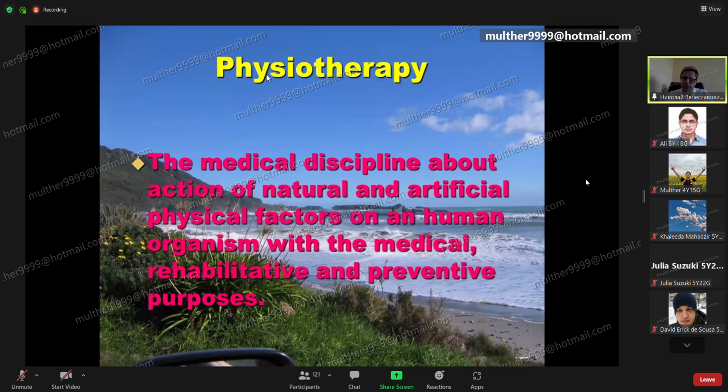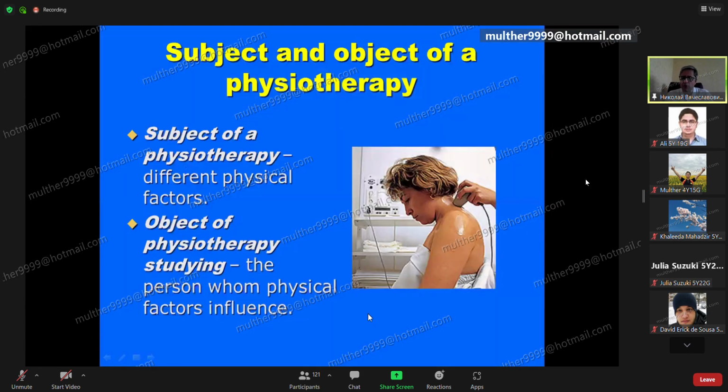So we can apply physiotherapeutical methods for therapy, for rehabilitation, and even for prevention of any diseases. For example, prevention of rickets by using ultraviolet radiation and stimulation of vitamin D synthesis in our organism.